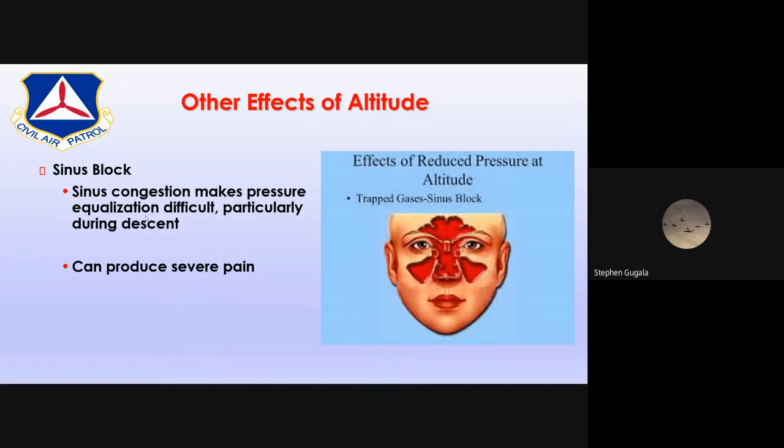Sinus block. I've experienced this when I was flying professionally. I've had a couple of instances where this became a problem. Sinus congestion makes pressure equalization difficult, particularly during descent. And it can produce severe pain. And in some cases, it can cause tears in your sinus cavities or damage to your sinus cavities. It's a result, again, of pressures not being able to equalize in your inner head due to congestion.